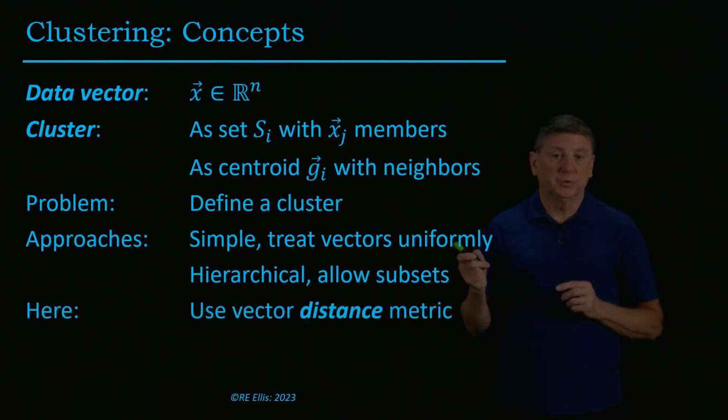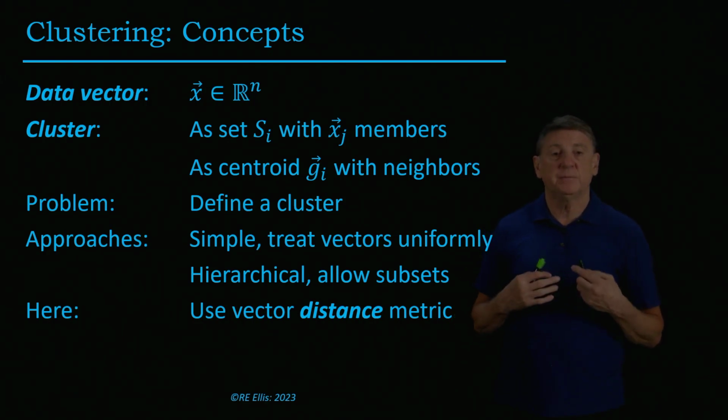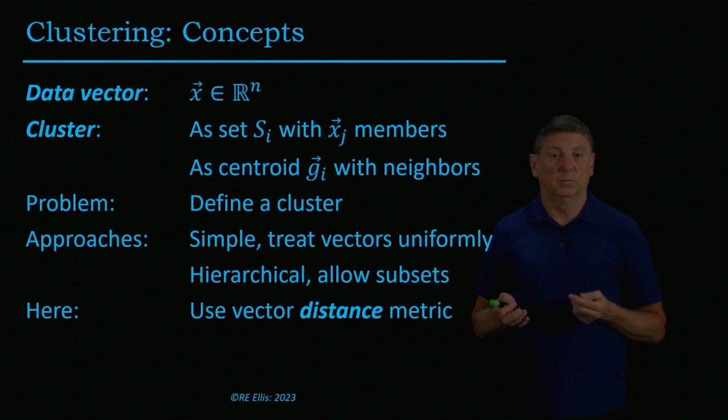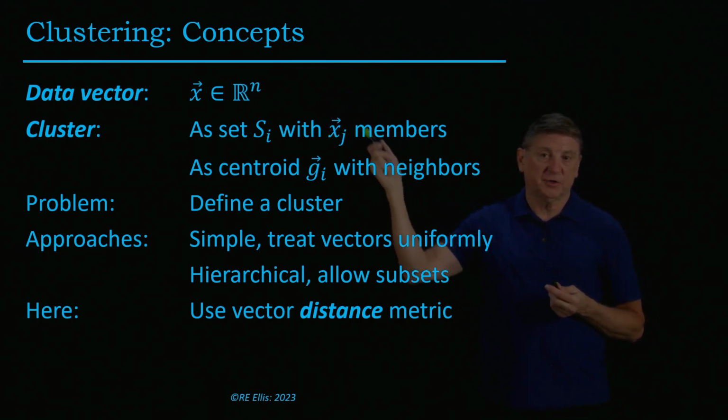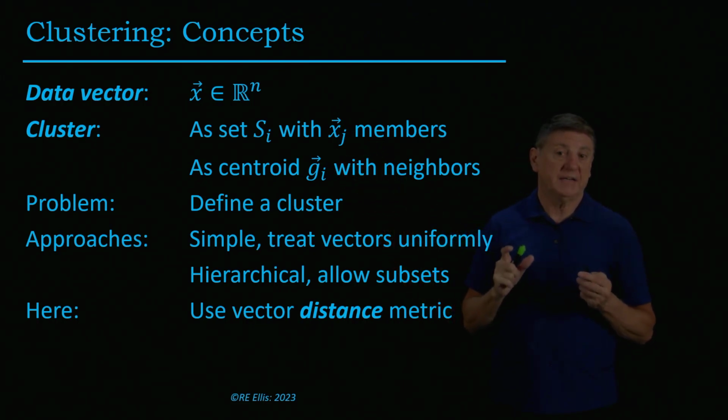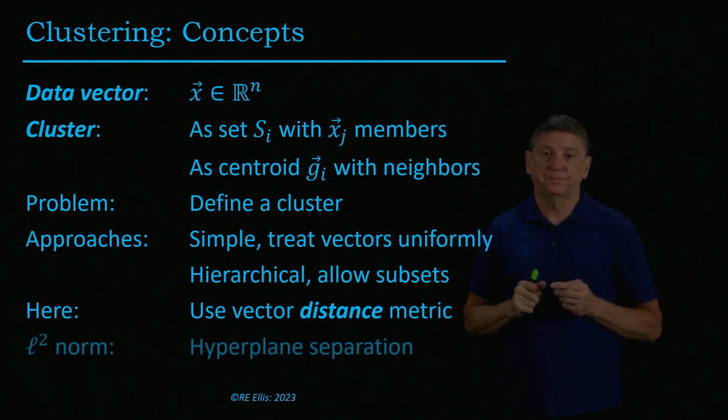What we'll do is we'll treat the vectors uniformly, and we'll use a distance metric, and in particular we'll use the Euclidean norm from the data vector to the centroid. We'll use that to define the cluster.